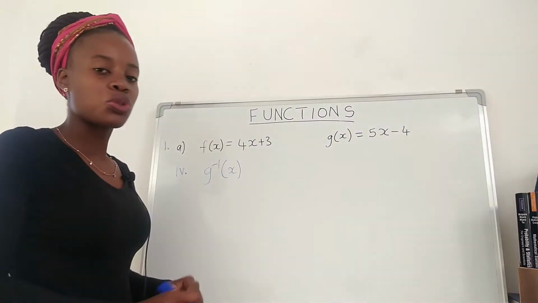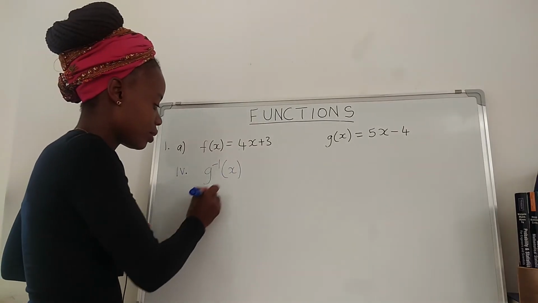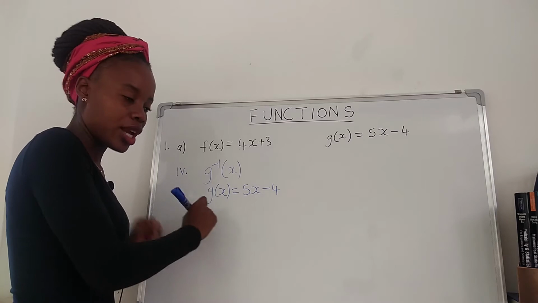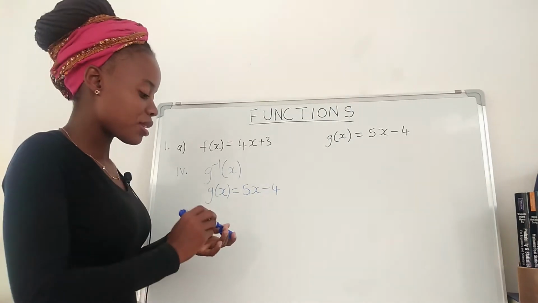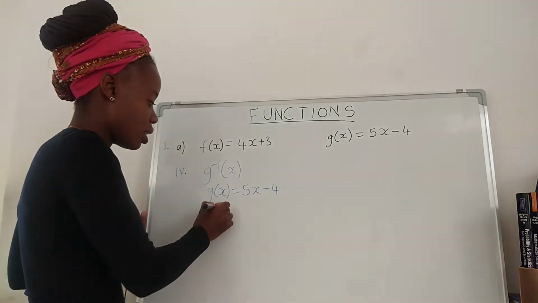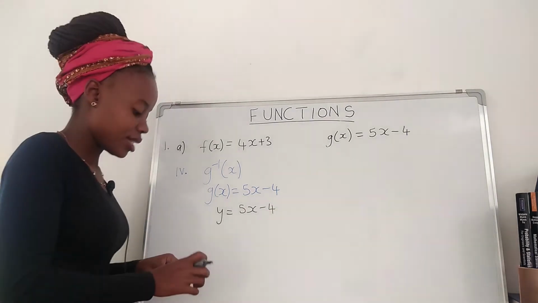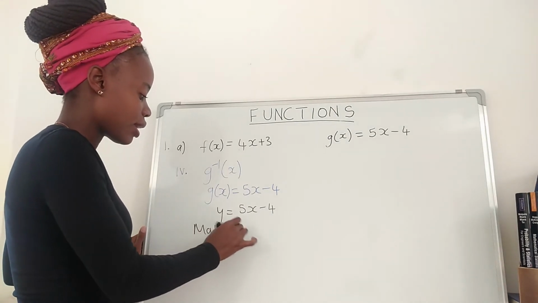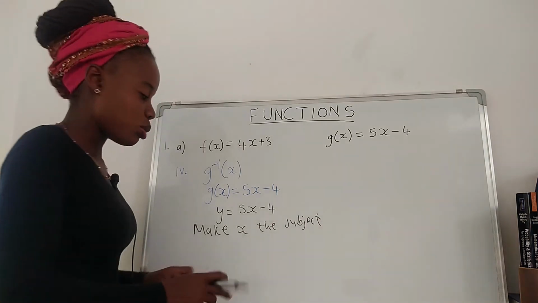Roman figure 4, we are supposed to find the inverse of g of x. Okay? So we know that g of x is 5x minus 4. We have g of x equals 5x minus 4. So we are supposed to find the inverse of this. Okay? So the first step when you have something like this, just let your g of x be y. Okay? So you're going to have y equals 5x minus 4. Right? After that, we are supposed to make x the subject. Okay? We want x to be alone.